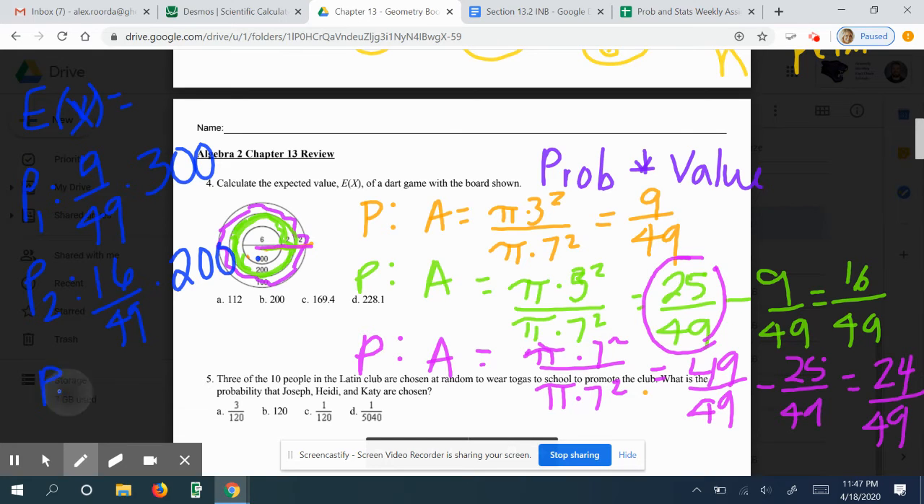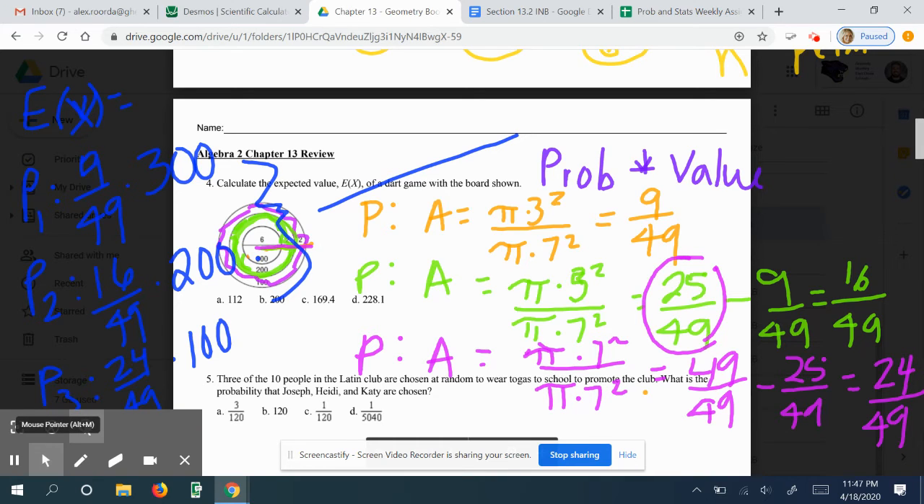And then finally the last one, P3, is 24 over 49, and that's times 100 points. And what we're going to do is take all of these and add them all together, okay? So let's do that. I'm going to go to Desmos, and I'm just going to look at it from there, and then we're just going to write it down, okay?